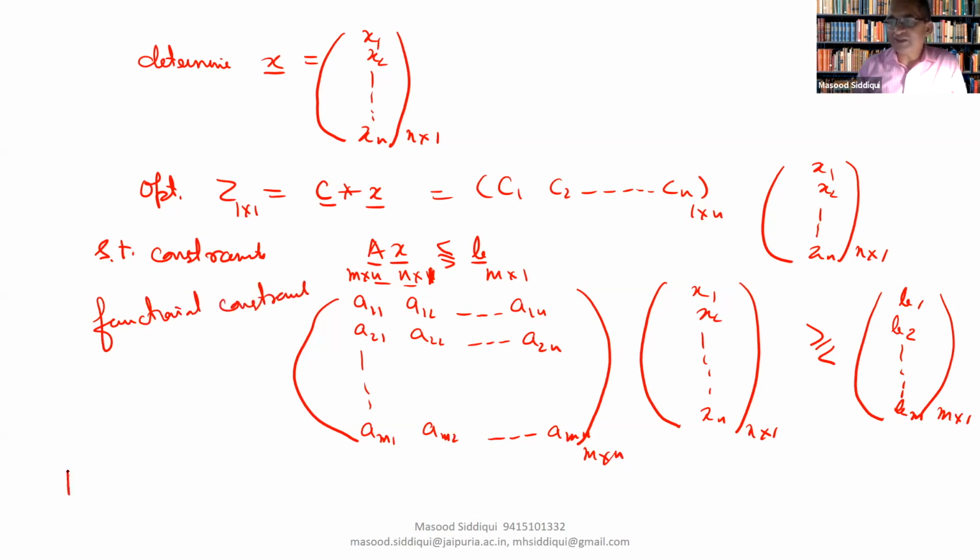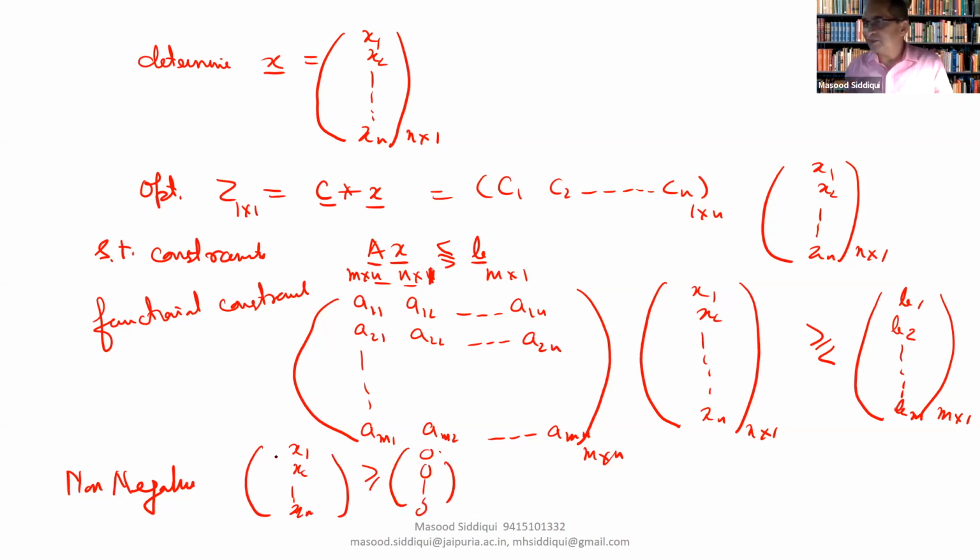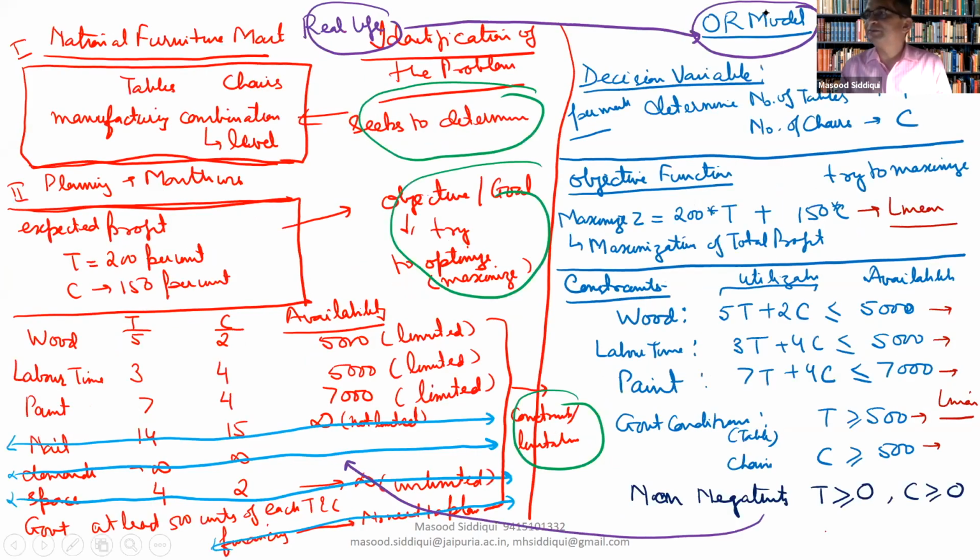And finally, we have non-negative restrictions also. Non-negative restrictions are x1, x2 up to xn, which should be greater than or equal to 0. It means the X vector should be greater than or equal to the 0 vector. So this concept has been used here.